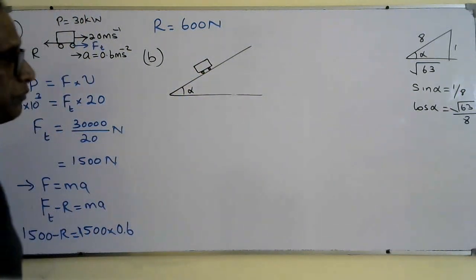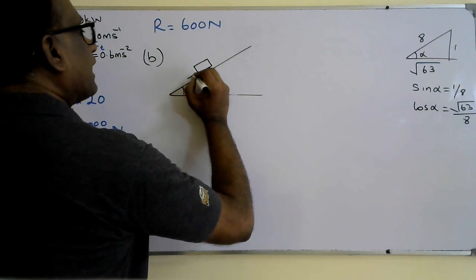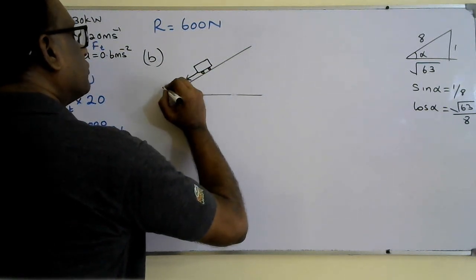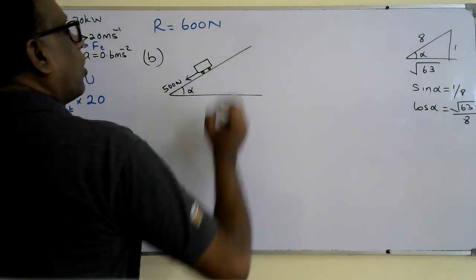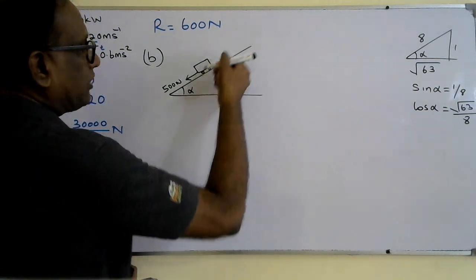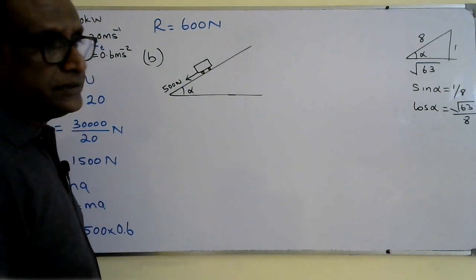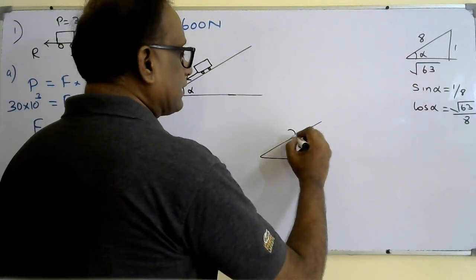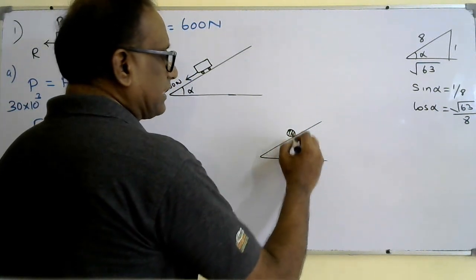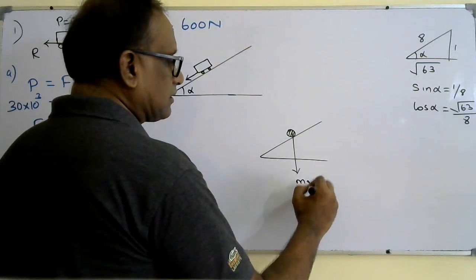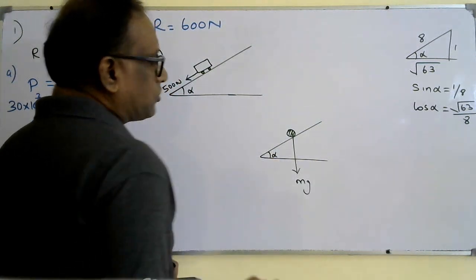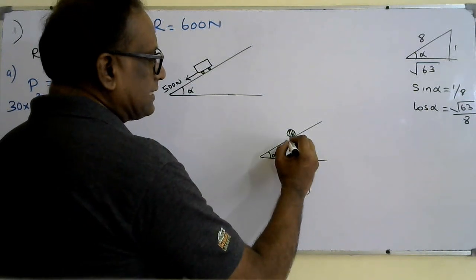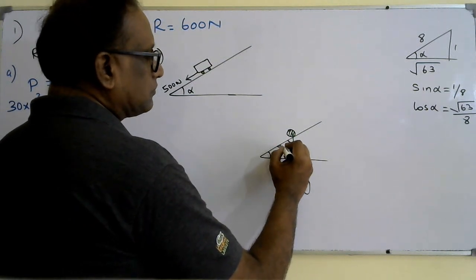So when it is moving in the upward direction, there is a friction they are giving, that is 500 Newton. Also, the component of the weight will act along the slope down. Say for example, on an inclined plane, if you keep an object, its weight will act vertically down, mg. This is alpha. So this angle is 90 minus alpha.